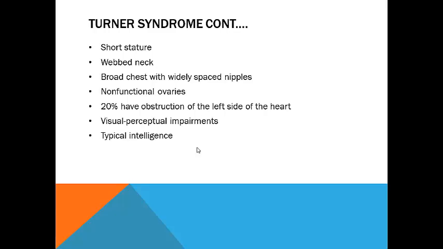Turner syndrome continued. Children will have short stature, webbed neck, broad chest, widely spaced nipples, non-functional ovaries, 20% have obstruction of the left side of the heart, visual perception impairments, and typical intelligence. Human growth hormone injections have been effective in increasing height in girls with Turner syndrome, and estrogen supplementation can lead to the emergence of secondary sexual characteristics. However, these girls remain infertile.